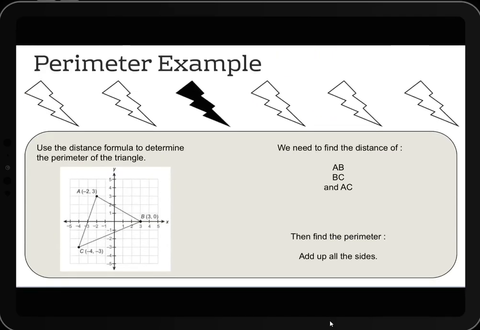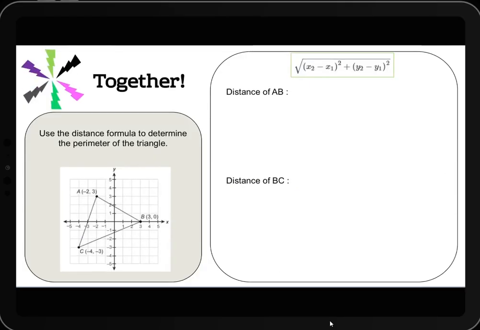Let's take a look at a triangle now. In that last example, we only had to find the length of one side in the coordinate plane. But here, we're going to have to figure out the length of all 3 sides. And then we just need to add them up together to get the perimeter that we need. So let's go ahead and do that now. This is broken into 2 slides because there's 3 sides we have to find.